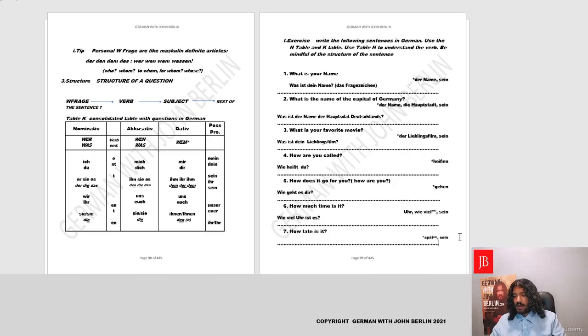Fantastic. Moving forward, how late is it? Again, we'll begin with wie. Yes, it's a little small. Let's make it bigger. Wie. Now we'll say spät. That's an adjective. Spät. Ist. That's the verb. Es, subject. So we saw that with W-Frage, you can have a noun, or you can have an adverb, or you can have an adjective when you're making a question. Yes. Then you could always have, like here, wie spät or wie viel Uhr. Yes. All right, fantastic.